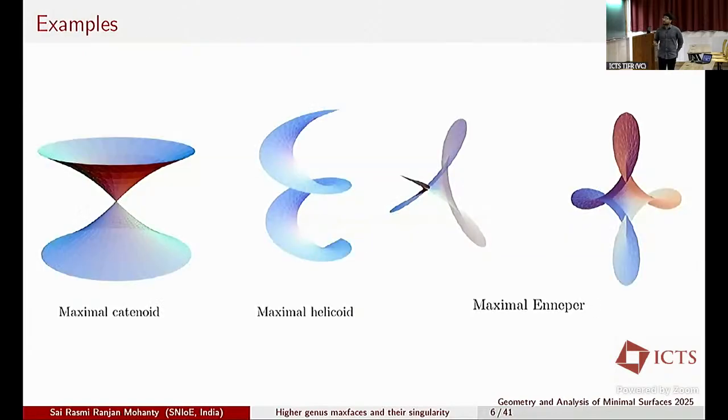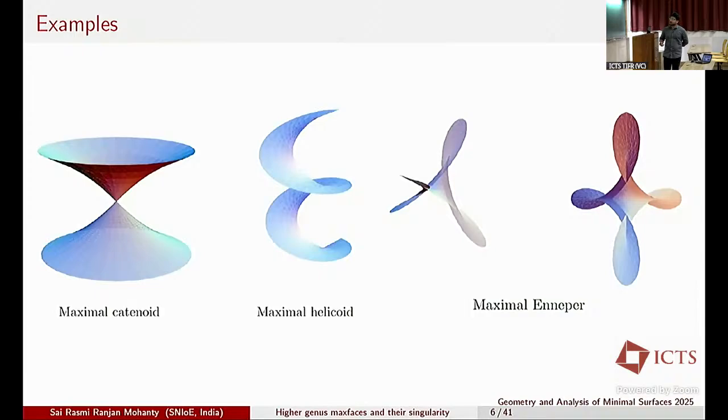Let's see a few examples. The first one is the maximal catenoid. These are complete Maxfaces with two ends. Both ends are catenoid ends. This is a catenoid end, and this is also a catenoid end, and this surface contains a cone-like singularity here.